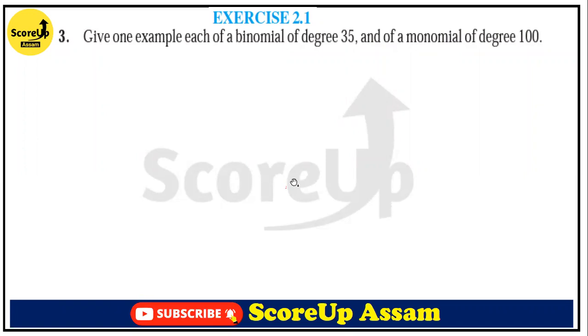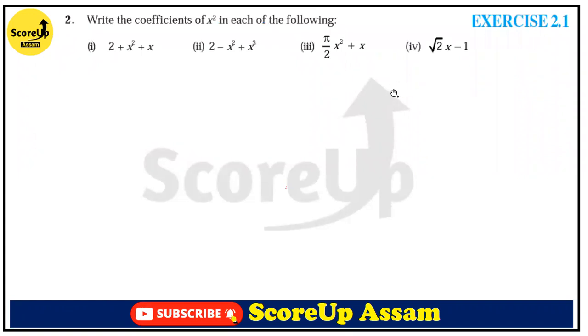Okay, so here we can write this as root over 2x minus 1 plus 0 into x square. So coefficient of x square is what? 0. Okay, I hope it is clear. Now we shall move on to the next topic.